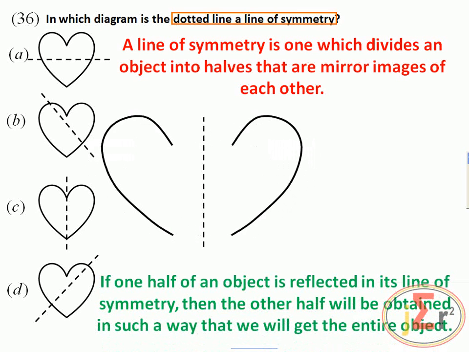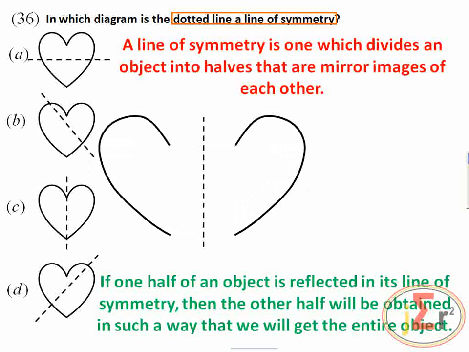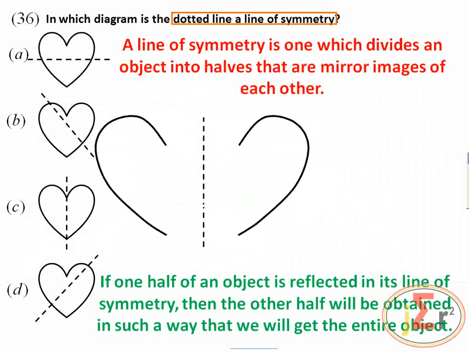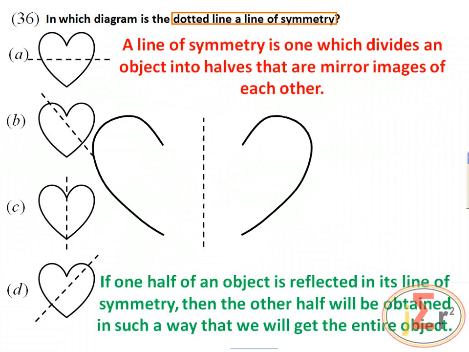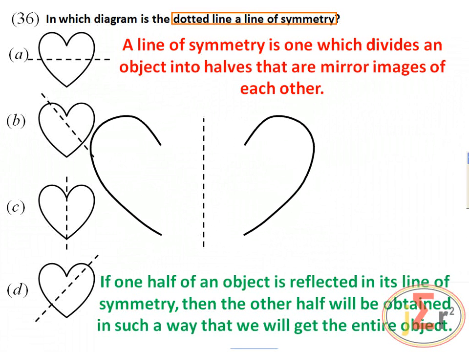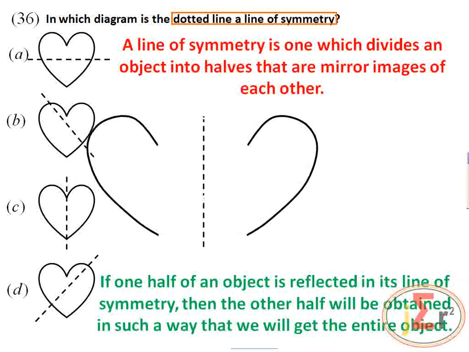If one half of an object is reflected in its line of symmetry, then the other half will be obtained in such a way that we will get the entire object. So if we reflect one half in the line of symmetry, then we will get the other half, and when we put those together, the entire object will be formed.